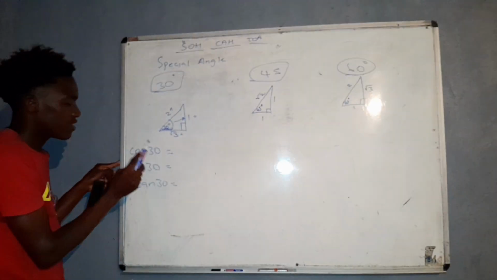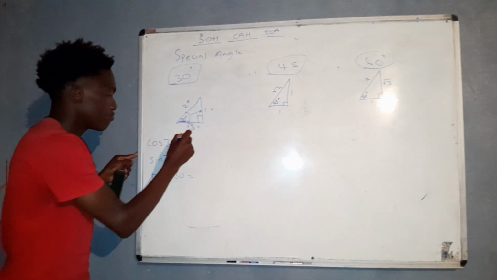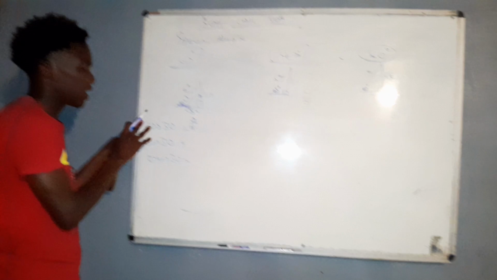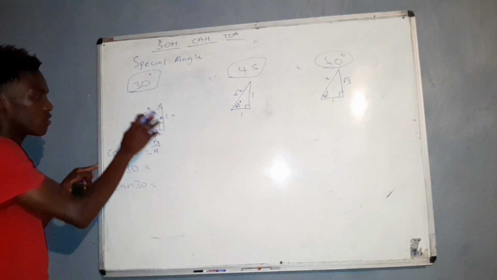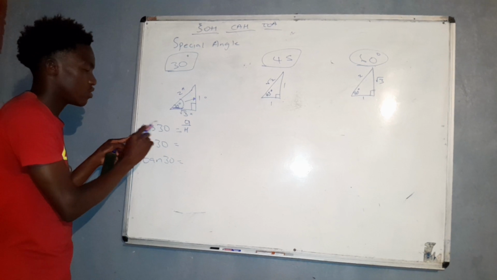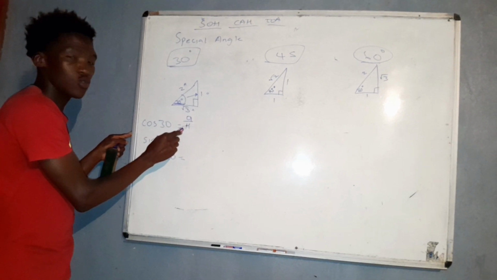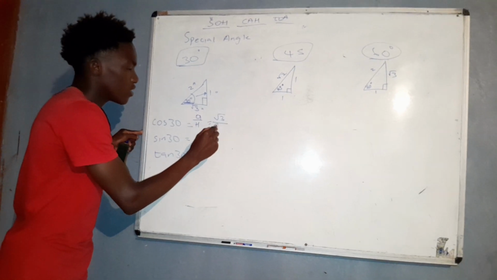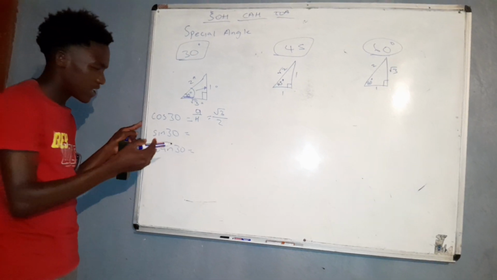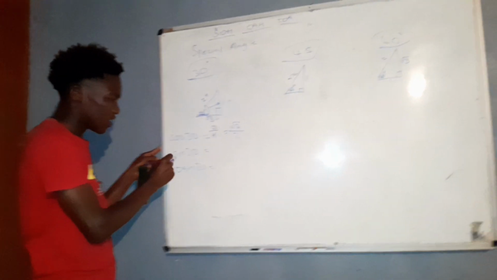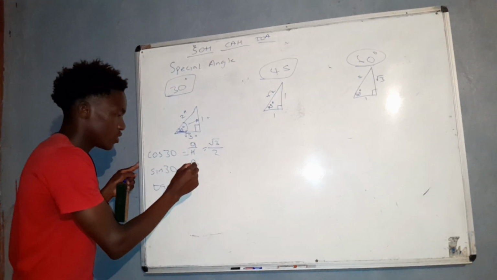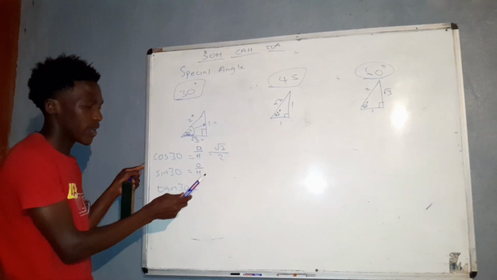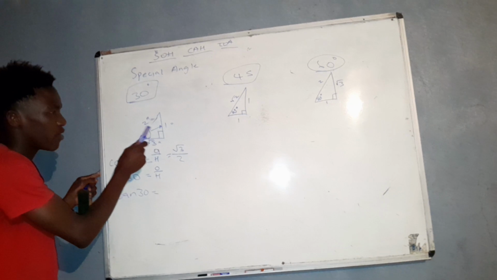So now, let's say we are asked to find cos 30. We are going to calculate it using this triangle. We know that cos is adjacent over hypotenuse, which is root 3 over 2. Just like that. And this one, for sure, you can do on your own. Using the opposite over the hypotenuse, sin 30 is going to be what? Good, it's 1 over 2.